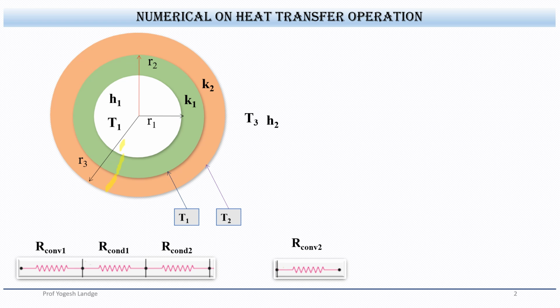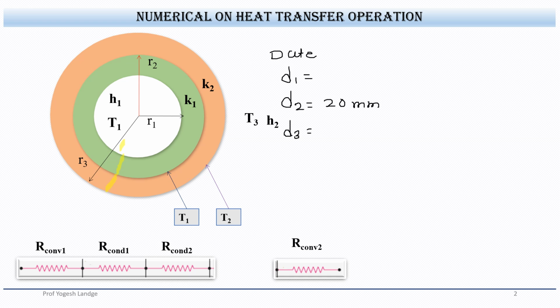Now let's move and see the data which is given. We try to write down the data. What are the data given? The data with us is D1, the inner diameter of pipe, D2, the outer diameter of pipe, and D3, the diameter of insulating layer. So what is the diameter of pipe? The outer diameter of pipe is given as 20 mm.